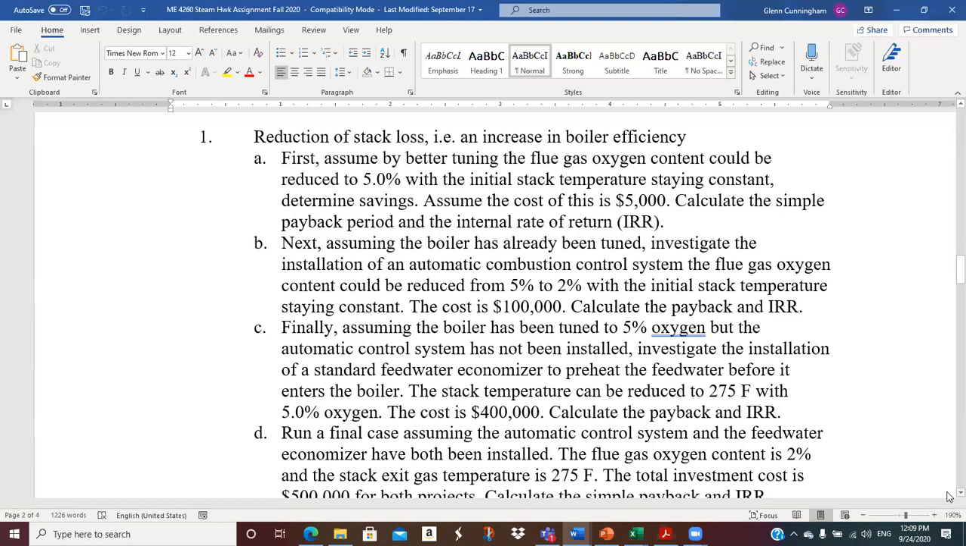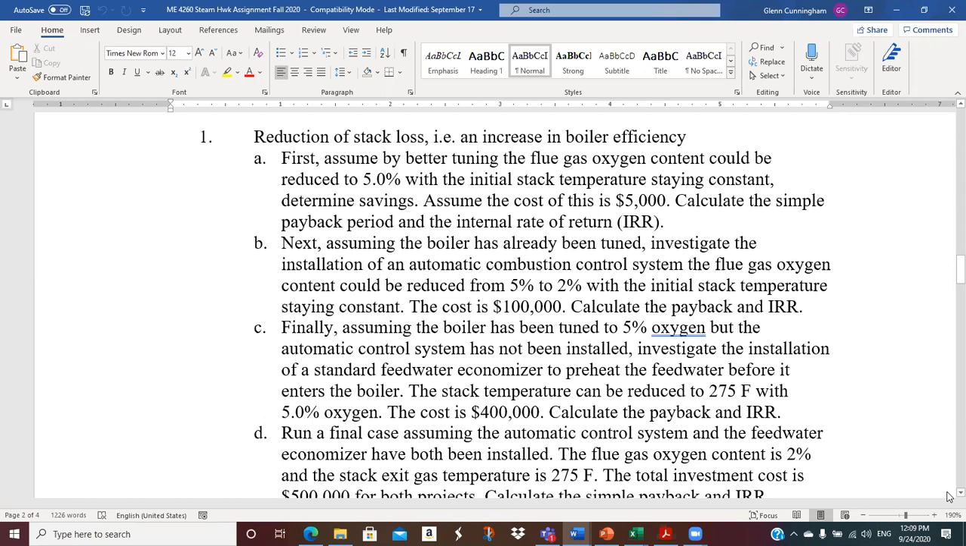Next, assume the boiler has already been tuned. We want to look at installing the automatic combustion control system. So we would assume for B that we've already done the tuning, and so the base case on B should be 5% oxygen. Then we're going to take it to 2% because we're going to upgrade the control system. So you're going to have to change your base case to run that. And the cost is $100,000.